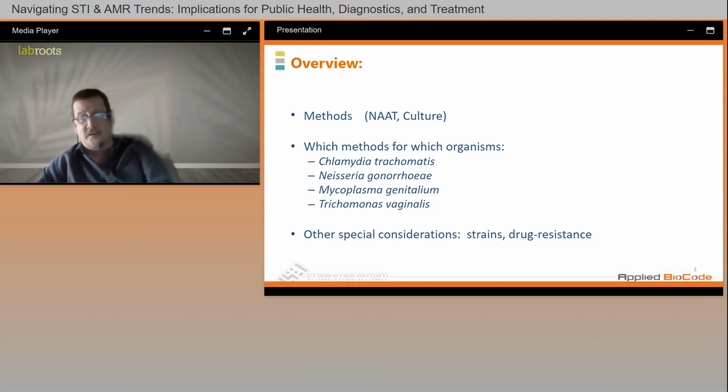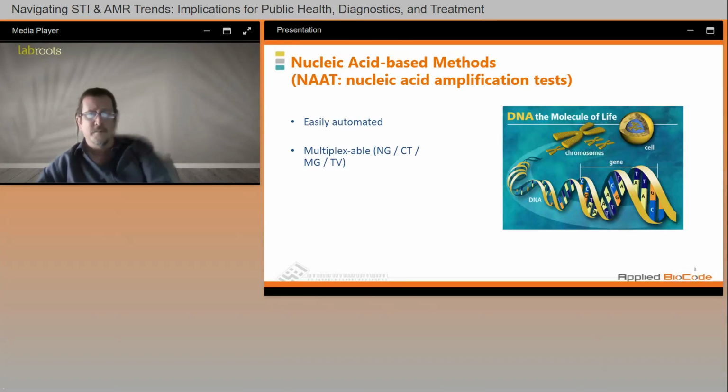When we talk about sexually transmitted disease organisms, we are talking in this lecture about chlamydia, gonorrhea, Mycoplasma genitalium, and Trichomonas vaginalis. And we'll go over what methods are available out there that you can actually buy from an FDA cleared perspective to get those detected and described perhaps. And then we're going to get into some very special descriptive considerations. As I said on the last slide, we're going to talk about the detection of drug resistance using molecular methods.